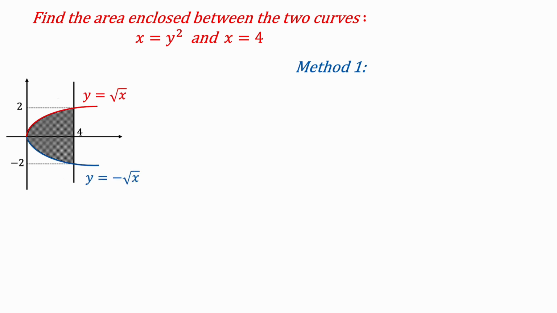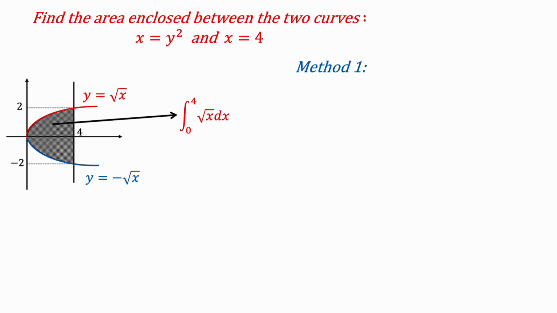When we take an even root, we get plus or minus, right? So y becomes plus or minus square root of x. The positive branch is above the x-axis and the negative branch is below the x-axis. So what can I do? Since the figure is symmetric, I can calculate the upper part and then multiply it by 2. What does the upper part mean? I take the area under y equals square root of x from 0 to 4.